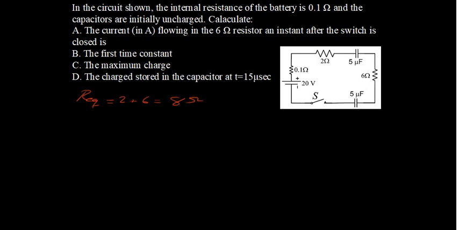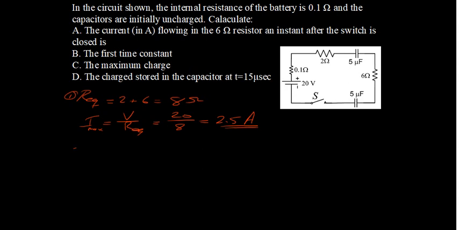Now to find the current, we know that the current will be the voltage divided by the total resistance, and it's 20 divided by 8. That will give us, just make sure, it's 2.5 ampere. That's the total current going through the circuit, and we can also call it the maximum current going through all this circuit. So that's part 1 or part A.